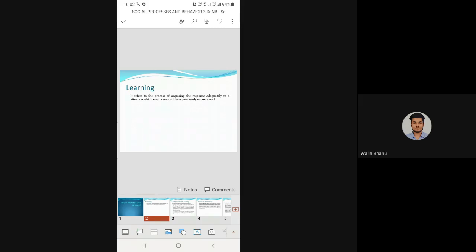Now, to start with the session for today, learning. What learning refers to, so that it becomes more visible to you. Learning refers to the process of acquiring the response adequately to the situation which we may not have previously encountered.